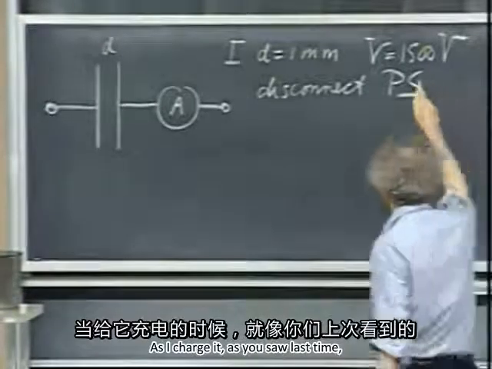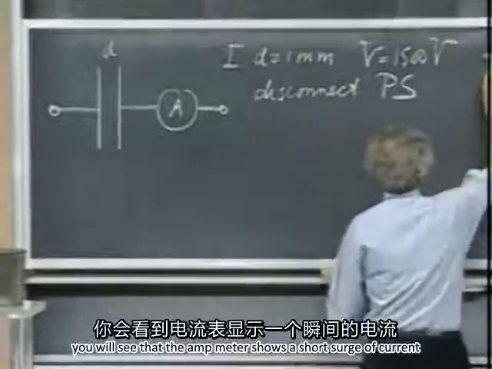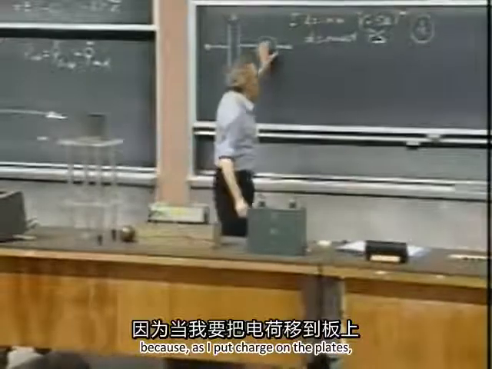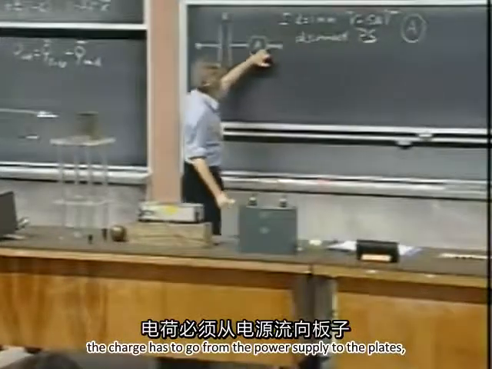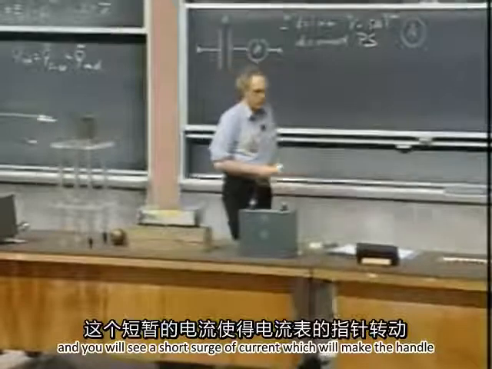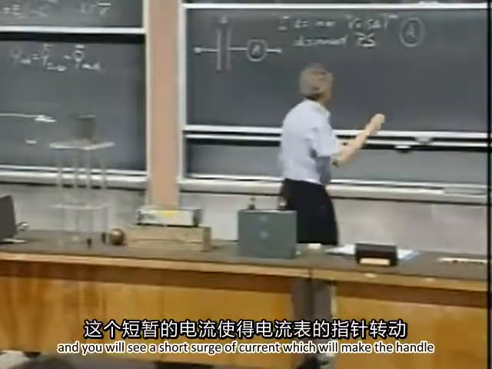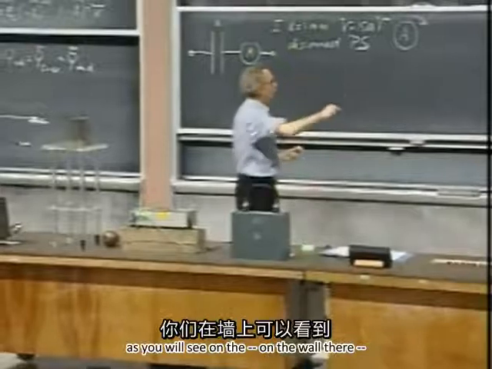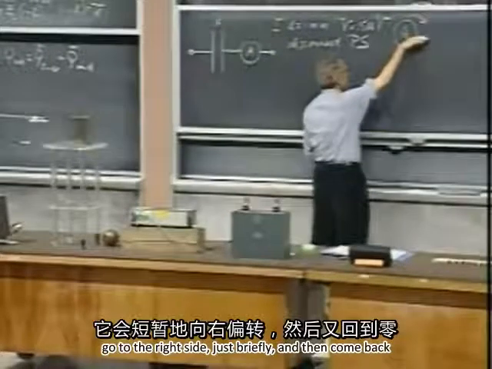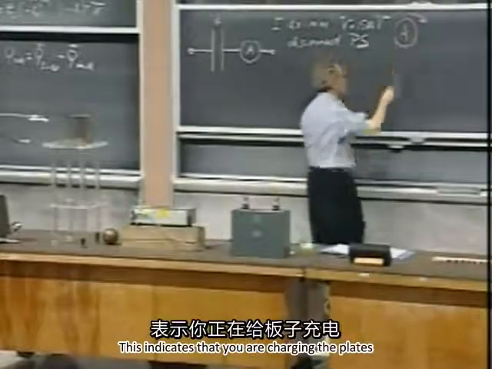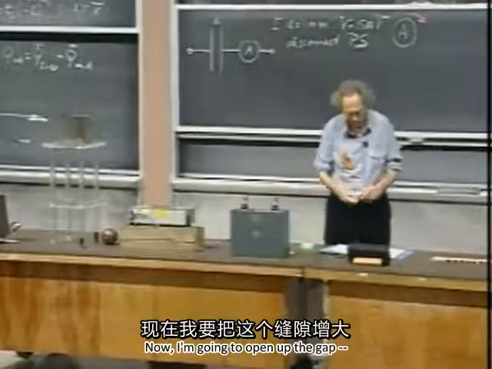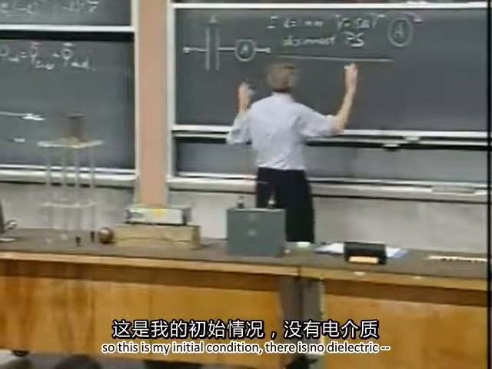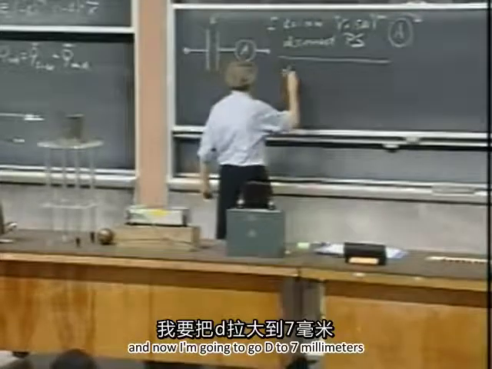As I charge it, as you saw last time, you will see that the ammeter shows a short surge of current. Because as I put charge on the plates, the charge has to go from the power supply to the plates, and you will see a short surge of current, which will make the hand of the ammeter, as you will see on the wall there, go to the right side, just briefly, and then come back. This indicates that you're charging the plates. And now I'm going to open up the gap. So this is my initial condition. There's no dielectric. And now I'm going to go to D of 7 millimeters.